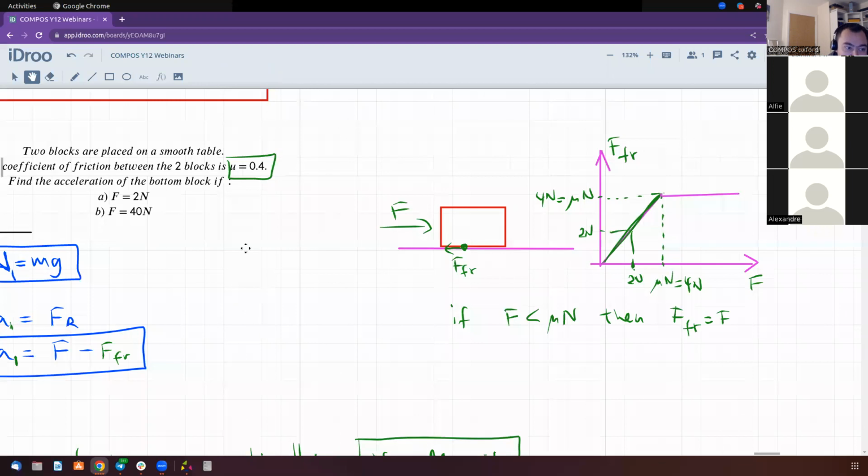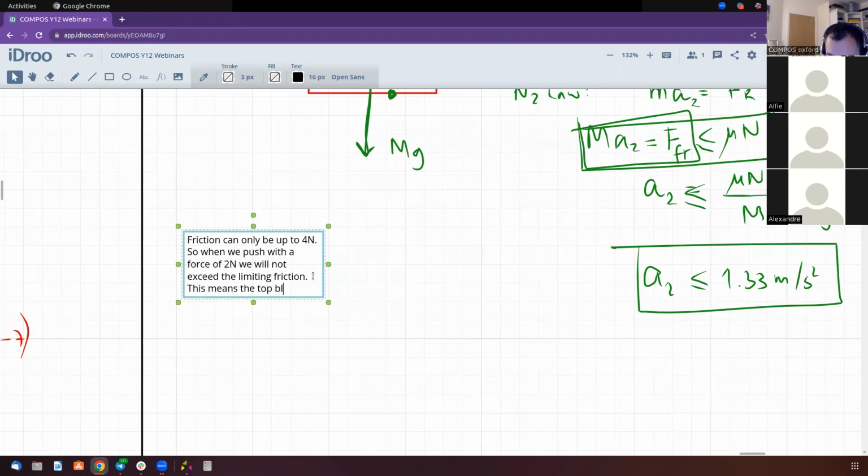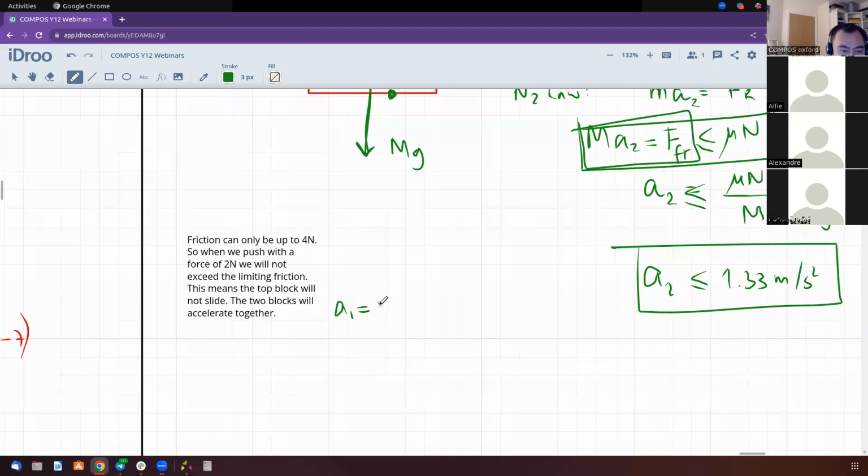No, the top block accelerates. This means the top block will not slide. The two blocks will accelerate together. So A1 is equal to A2. And we can use that.